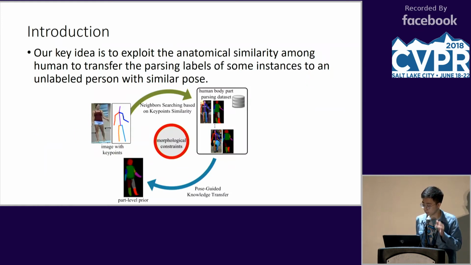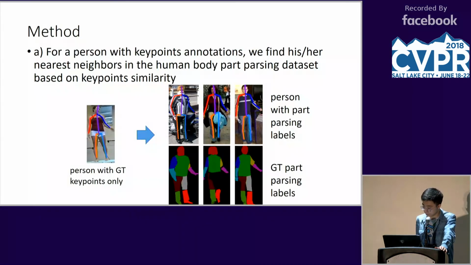Our idea is to exploit the anatomical similarity among humans to transfer the parsing results of some labeled instances to an unlabeled person. For a person with key points annotations, we find his or her nearest neighbors in the human body part parsing dataset based on key point similarity. Here we show an example. For the person on the left, we find persons with similar poses in the parsing dataset, and we show the corresponding parsing labels here.